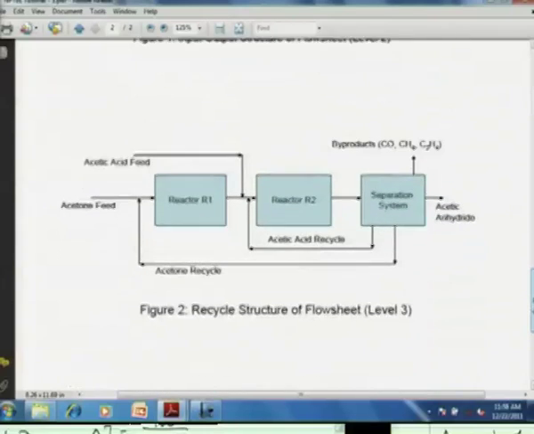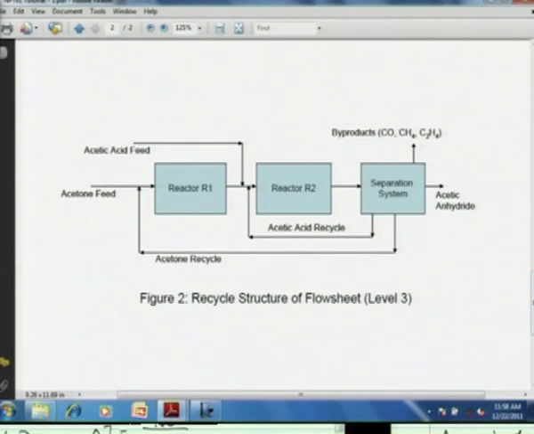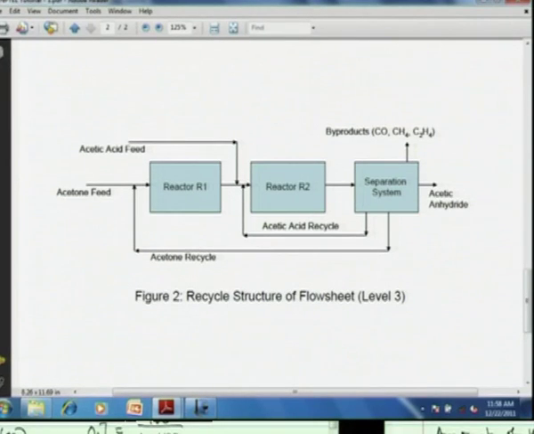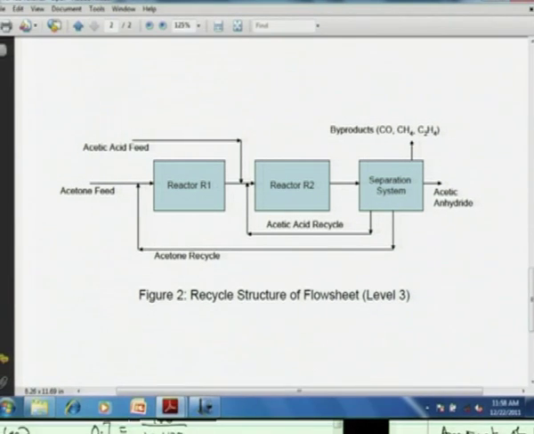The recycle structure of the flow sheet is now on your screen. What we have is a system of two reactors. Now, since the reactions are occurring at significantly different temperatures, we cannot have them in the same reactor. The first reaction of acetone decomposition is at 700 degrees centigrade, while the second reaction of addition of ketene to acetic acid is at only 70 degrees centigrade, 70 or 80 degrees centigrade. So, because of this difference of temperatures, we cannot have both reactions in the same reactor. So, we need two reactors.